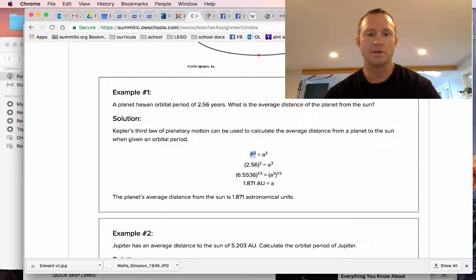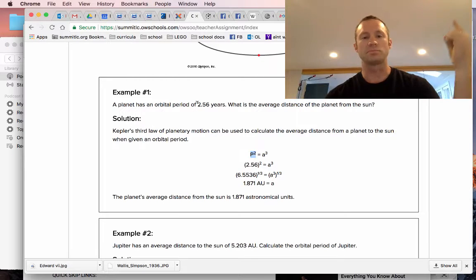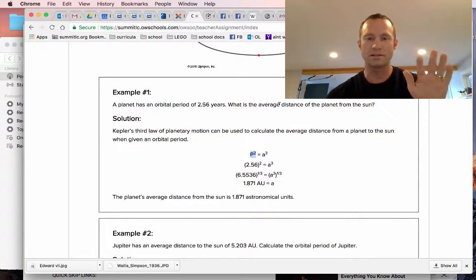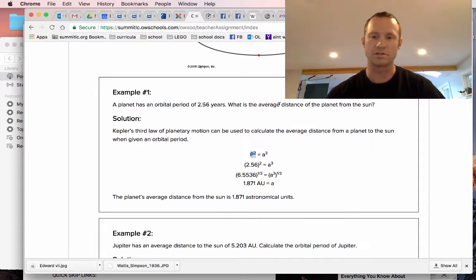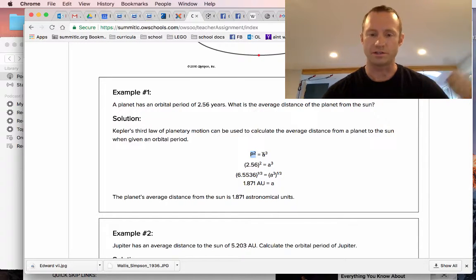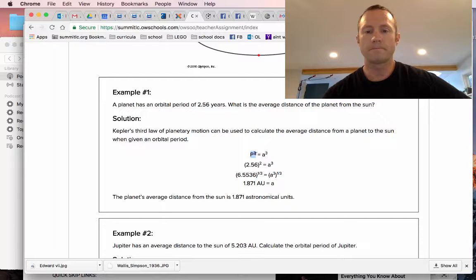So in this case, we know that a planet has this orbital period. It takes 2.56 years to go around the sun. So we can figure out then its average distance, which technically it's not the average distance, but it's close to the average distance, so we'll just say that. The average distance of a planet being somewhat equivalent to the semi-major axis, how far it is at that point in its orbit. So all we do then is plug the number that we have in.